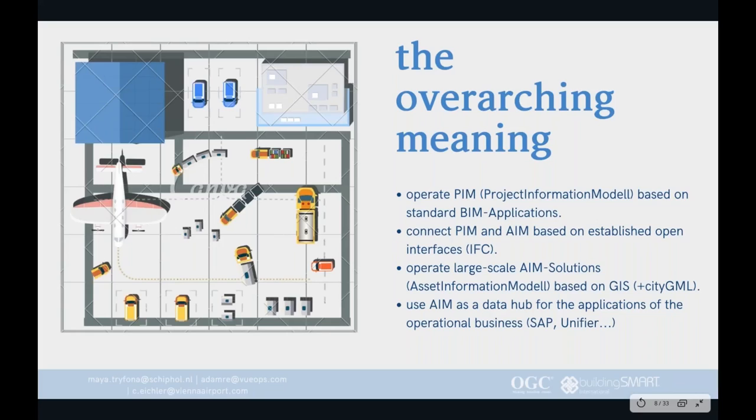So the GIS solution should, in our opinion, be the central data hub in an asset information model. And we want to connect other applications to this central data hub to work with this information later on. So we have ERP software like SAP, Unifier, and so on. And all those business software for the operational business stuff in airports has to connect also with this unique data hub. Otherwise, you have redundant data in an airport, and this is really, really dangerous. And this is something we actually don't want to have.